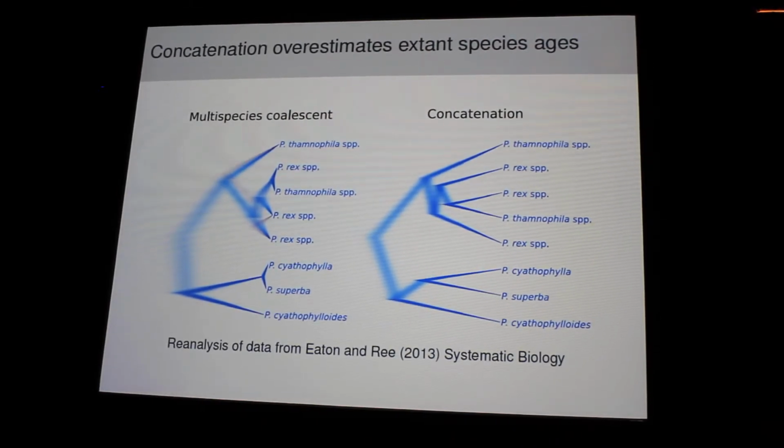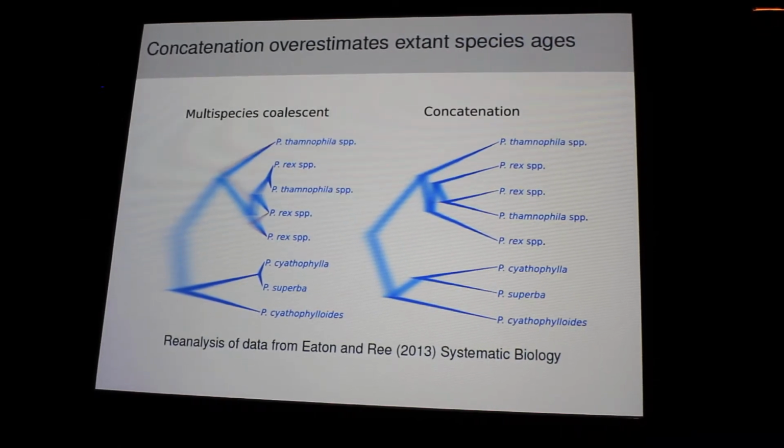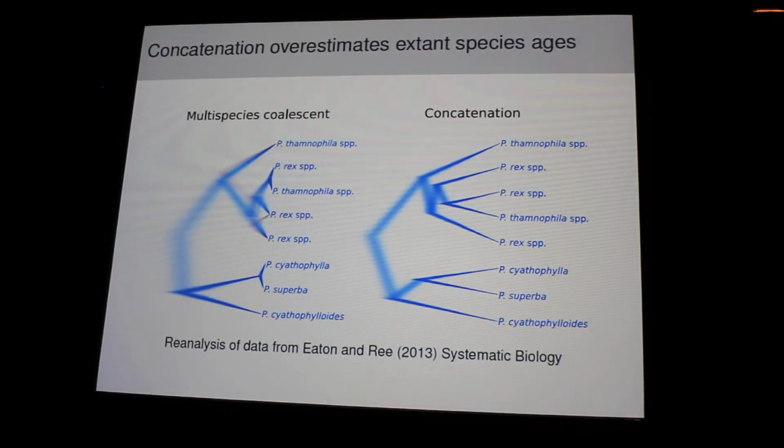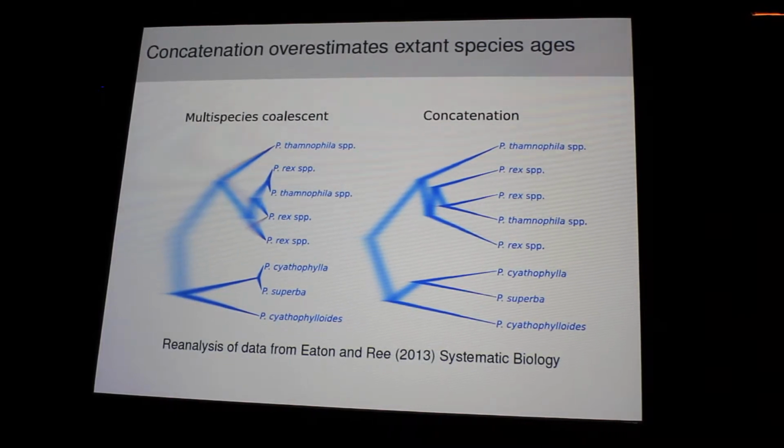One place in the tree that's particularly severe is in the tips. You can see that the length of the branches of the tips, so the ages of the extant species, are dramatically older when inferred using concatenation compared with the multi-species coalescent.